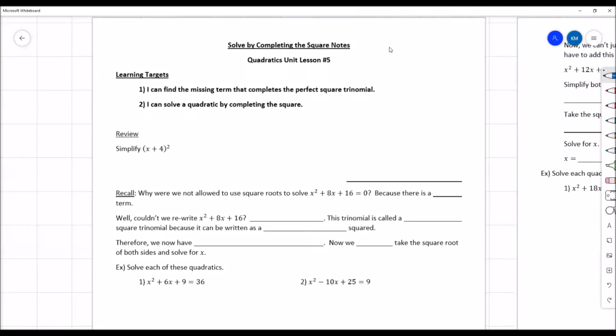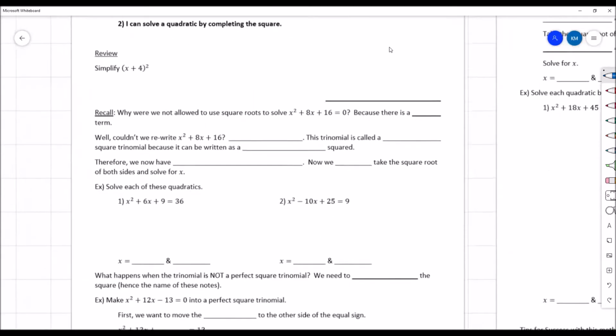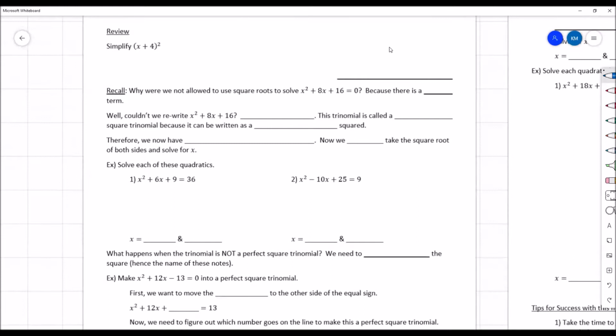Today we're looking at solving by completing the square. Notes. At the end of this video, you should be able to find the missing term that completes the perfect square trinomial, and you should be able to solve a quadratic by completing the square. So a little bit of review from our polynomials unit.